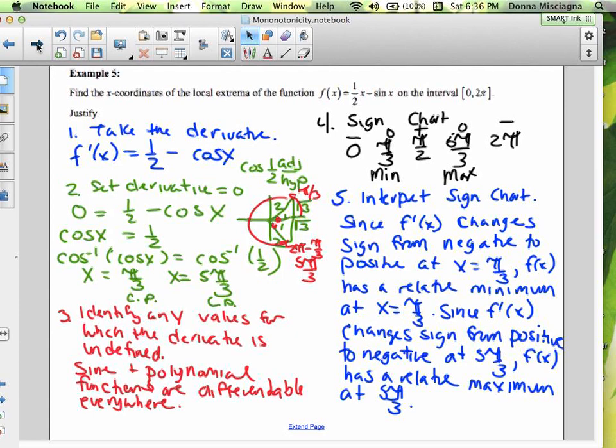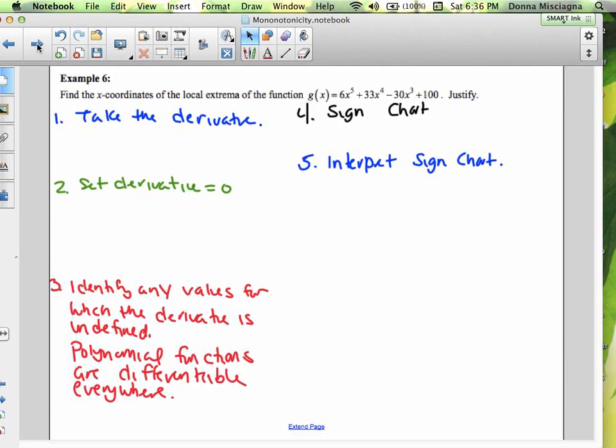Let's look at question number 6. Find the x-coordinates of the local extrema of the function g of x equals 6x to the 5th plus 33x to the 4th minus 30x cubed plus 100. Justify. All right, again, this is a polynomial function. Notice it just says x-coordinates. What if it asks us for the y-coordinates too? We just plug the x-coordinates back into the original function.